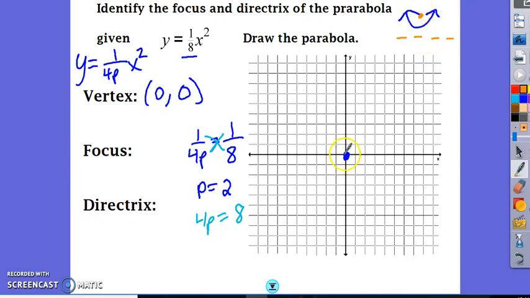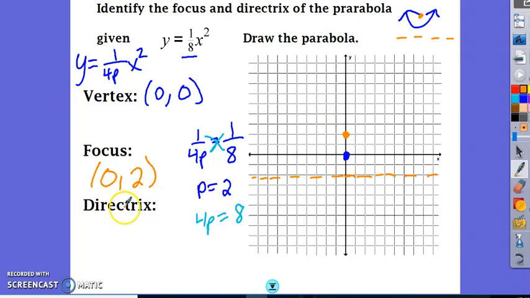So p gives us the distance from the center to the focus, and it's 2, so we go 2 above. Then it's also the distance from the center, the vertex, to the directrix, so that will be down here. So the focus will be at the coordinate (0, positive 2).